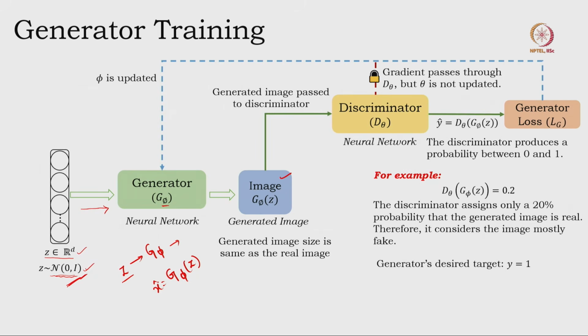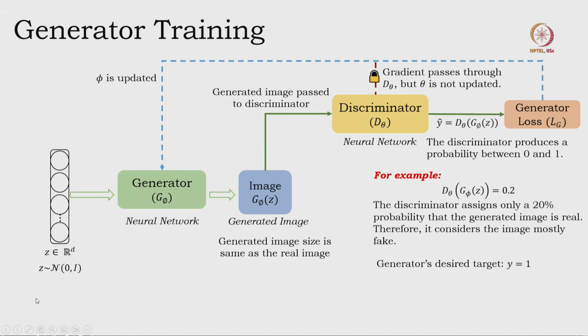I hope this bottom part is clear. Random noise, which is sampled from a Gaussian distribution, is passed as input to a generator. The generator is a neural network which transforms this noise into a generated image. Here the generated image is denoted as G phi of Z, or also X hat.